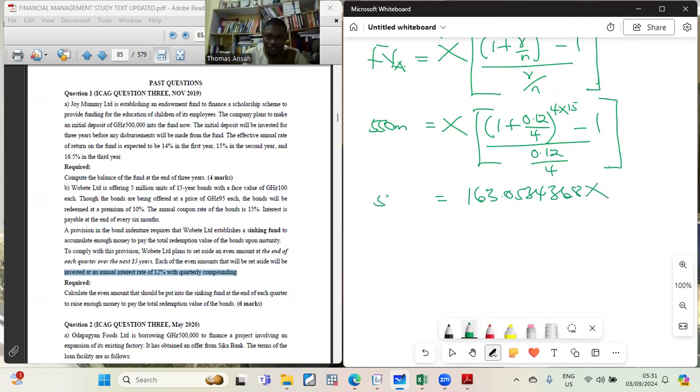X here is 550 million. So if I want my X, then I keep my answer, 163.0534368, then I do 550 divided by the answer. All right. And that gives me something like 3 points, and it is in million, 3.37 million. So basically that is how much it gives me.